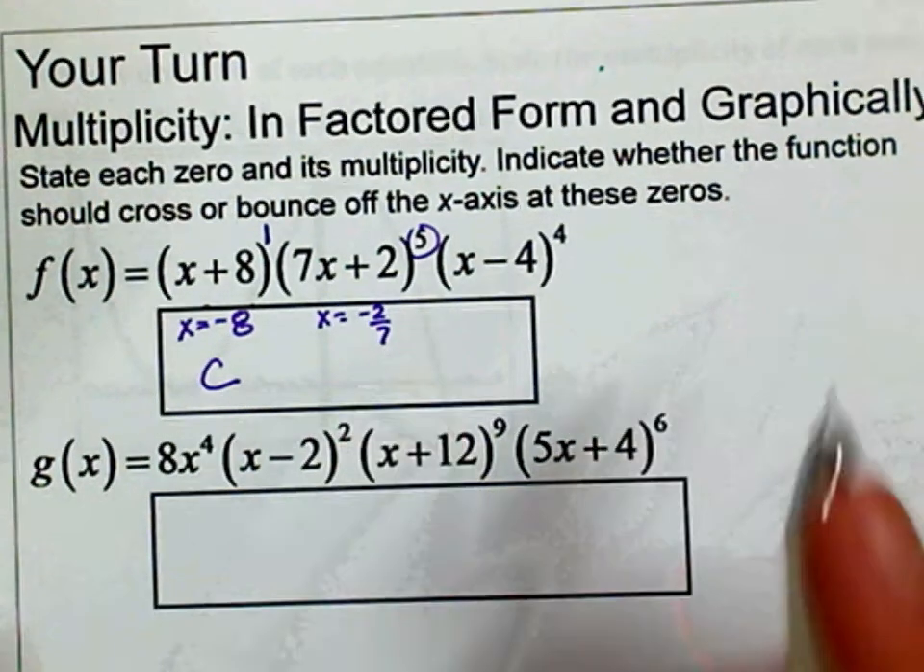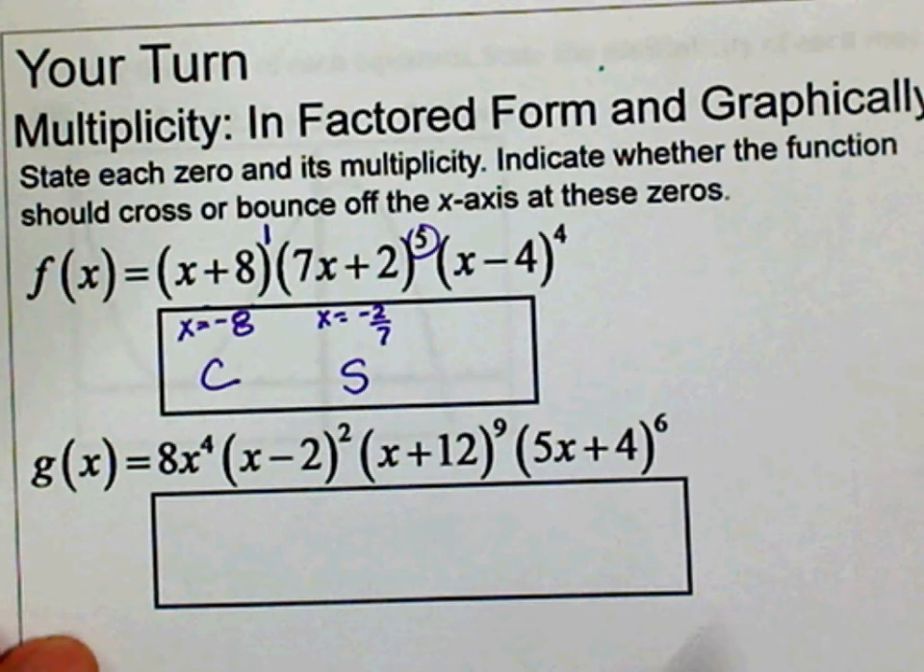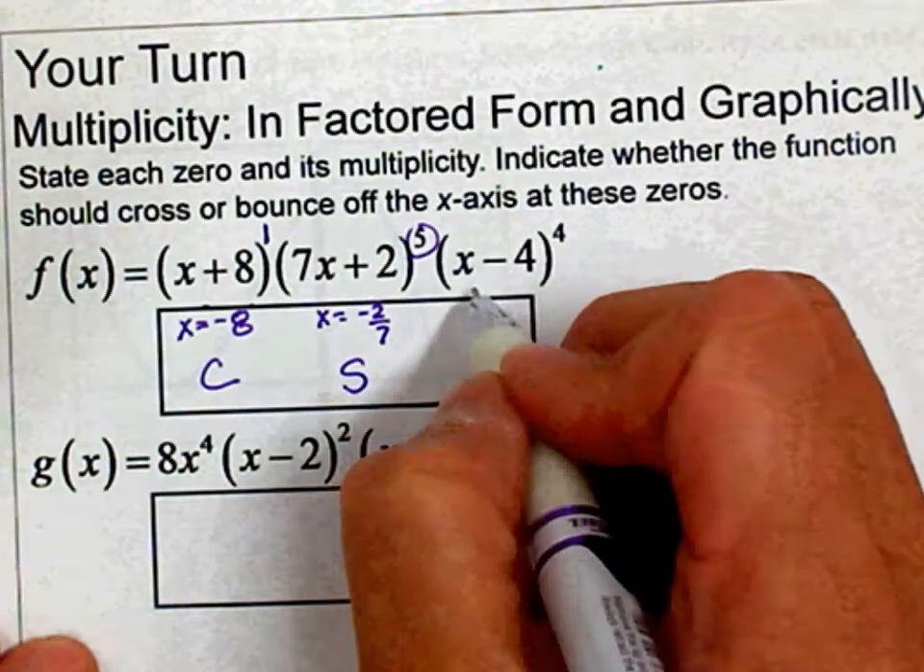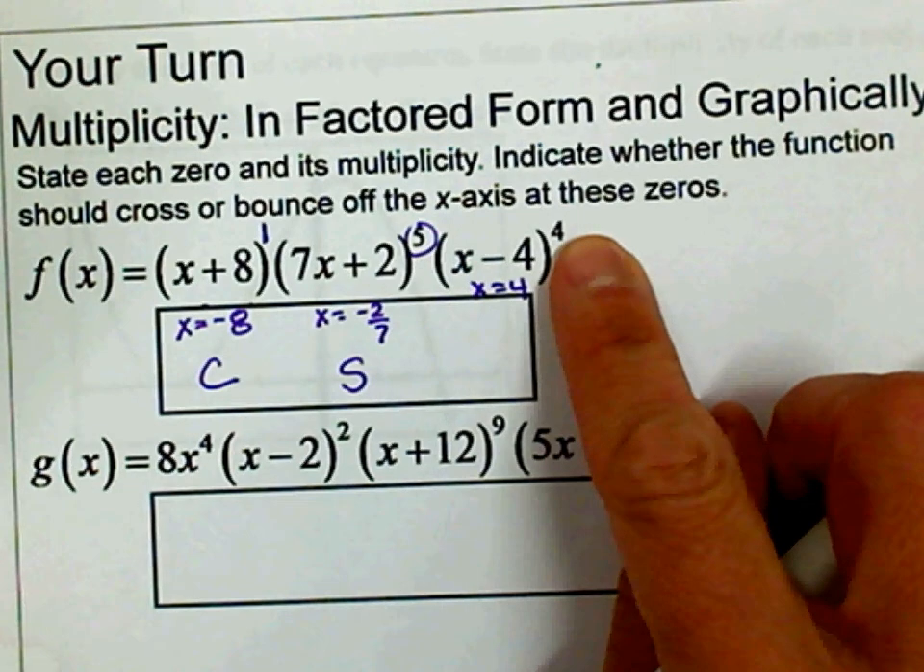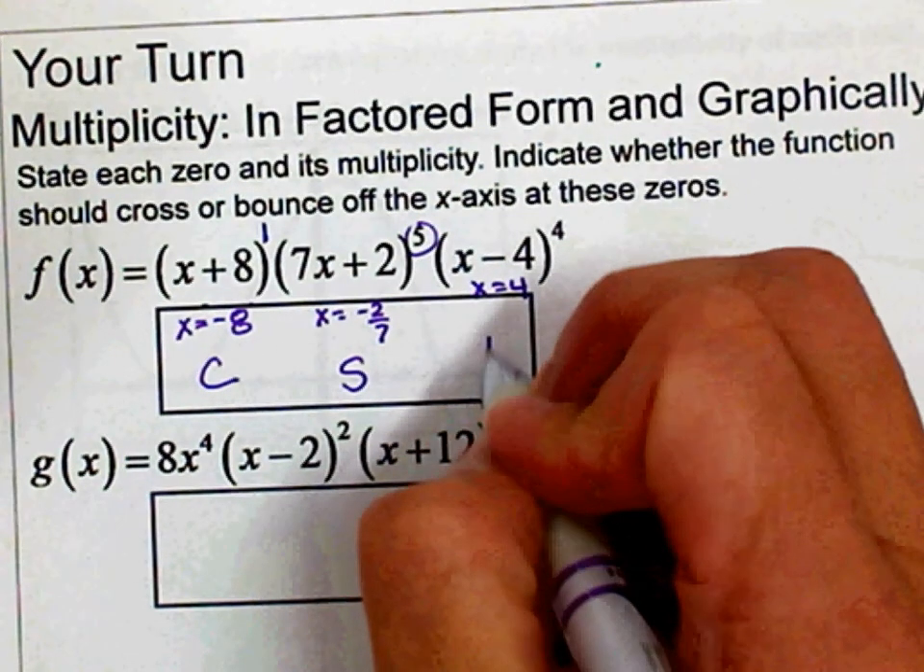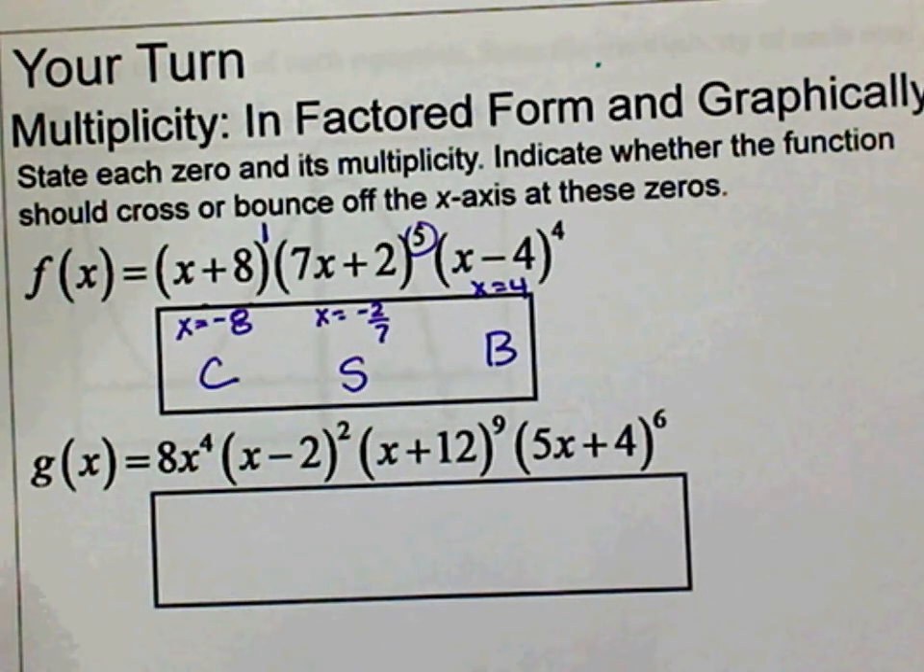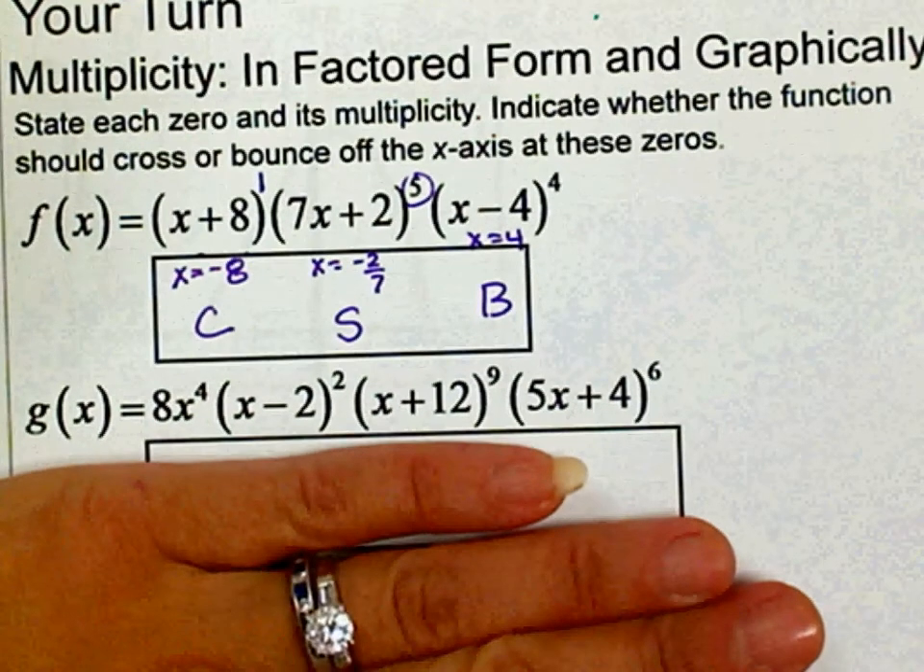Okay? Set this one equal to 0. X is equal to 4. Cut, bounce, or slide? Bounce. And that's all you guys need to know for now. Okay? So far, so good? All right. Write that one and tell me what do you think it is. Cut, slide, or bounce. Each one of those factor forms.